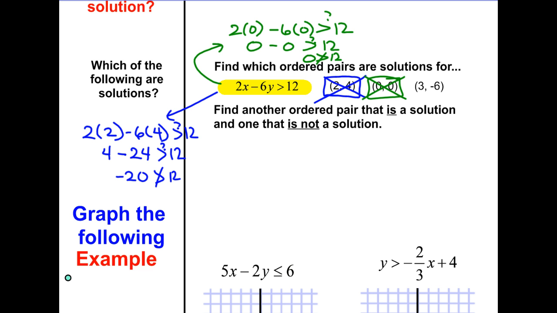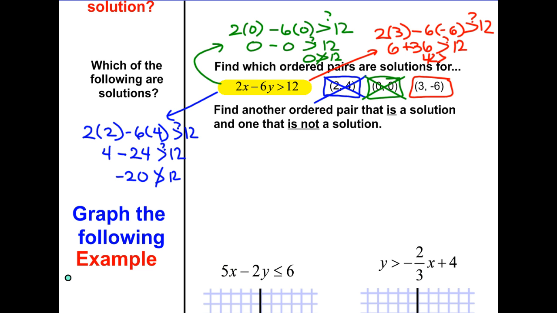Let's try the last one here, and we plug it in again. So (3, negative 6): 2 times 3 minus 6 times negative 6. Is that greater than 12? Well, 2 times 3 is 6, and negative 6 times negative 6 is plus 36. Is that greater than 12? We can already see that 42 is indeed greater than 12, and because 42 is greater than 12, we know that it is a solution.